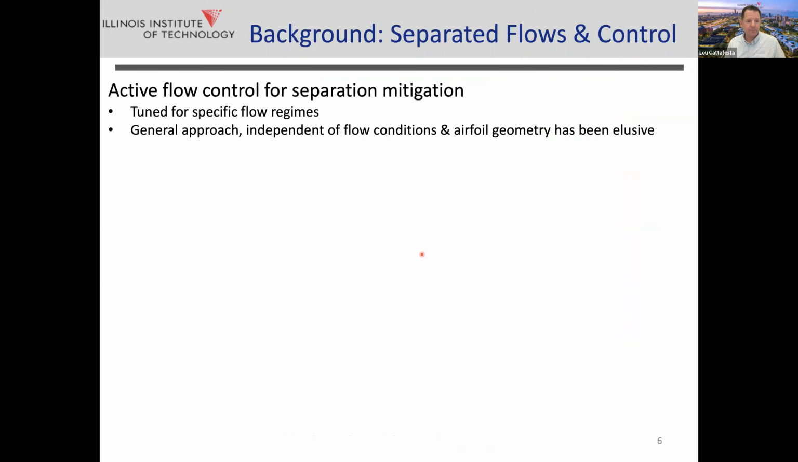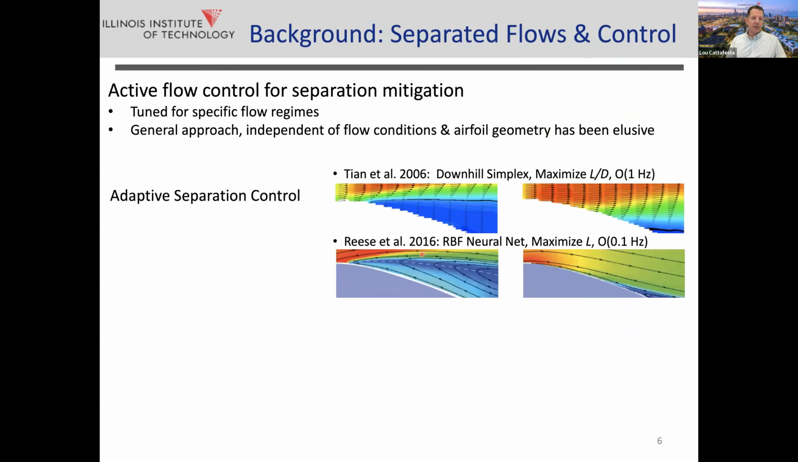Now, it's fair to say that active flow control has primarily been done in a largely open loop, perhaps you might even say ad hoc fashion, through a really expensive trial and error process. Now, there's all the rage in machine learning techniques today for adaptive control.